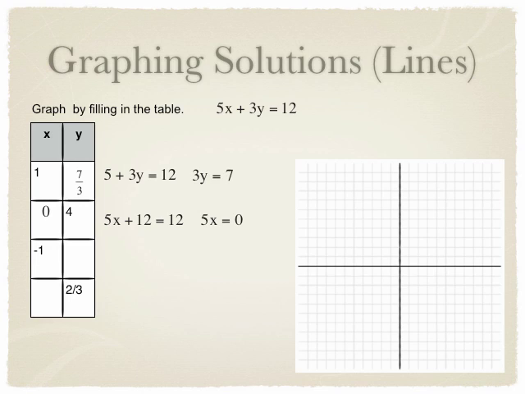Okay, putting in -1 for x. What will 5x become if I put in -1 for x? Okay, I'll have -5 plus 3y equals 12. Add 5 to both sides, I get 3y equals 17. Divide both sides by 3, and y is equal to 17/3.